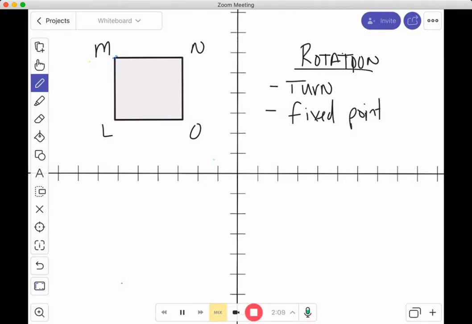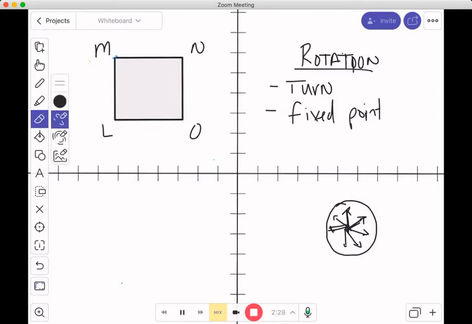So if you imagine the hands of a clock, our directions could be clockwise or counterclockwise. As my hand turns, every point on that clock is the same distance from the center. So it's turning around that fixed point, but it remains the same distance from the center. So let's look at some examples here.